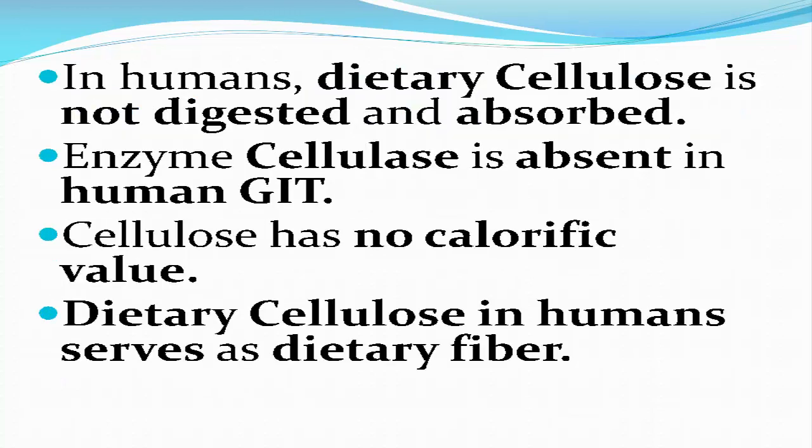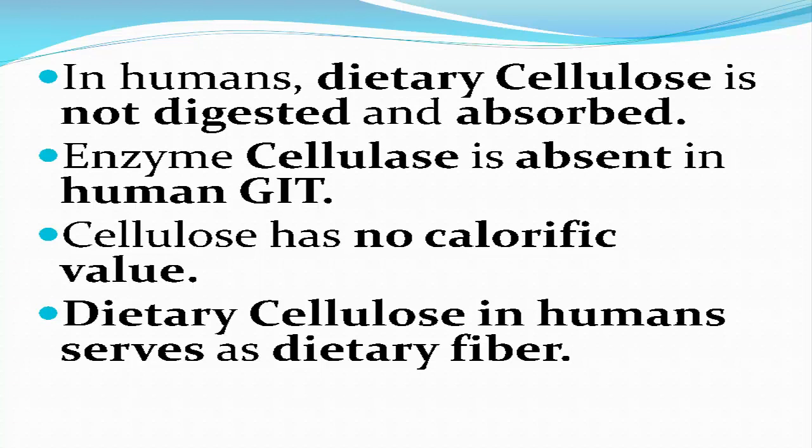Okay. As I've said, this cellulose in our diet is not digested and not absorbed in our intestine. The enzyme that digests it is called cellulase, like amylase that breaks down starch and glycogen. It is cellulase, but we do not have that enzyme. So we cannot break it down. We do not get any calories. So what is its purpose in our diet? It serves as dietary fiber.